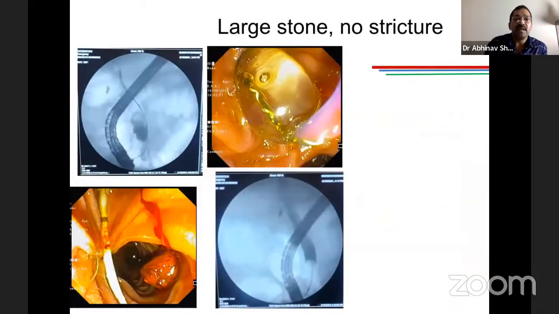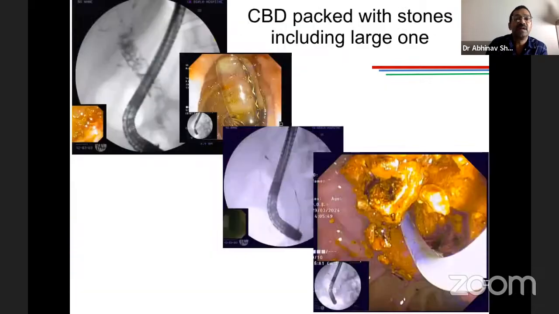Now, again, a very large stone, but the CBD is not strictured. This is an example of how balloon sphincteroplasty is done after a small sphincterotomy. We can see that on the subsequent cholangiogram, the CBD is clear and the stone can be removed. Even if the CBD is packed with stones, including a few which are larger ones, this technique helps. We can clear the CBD completely.